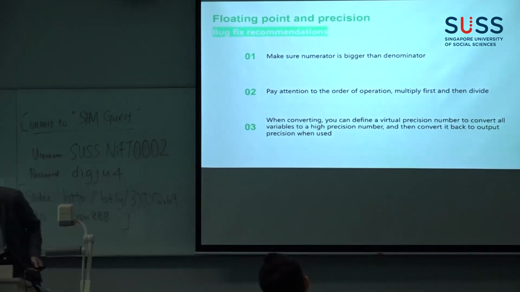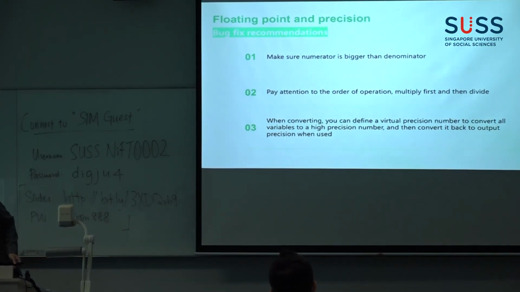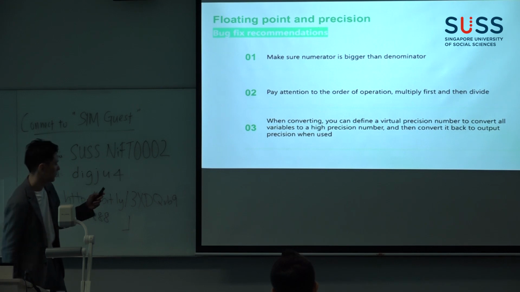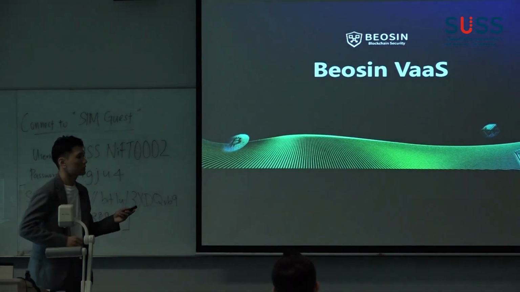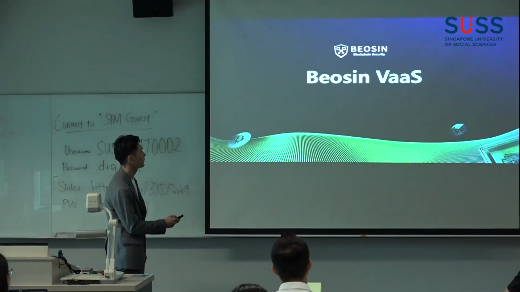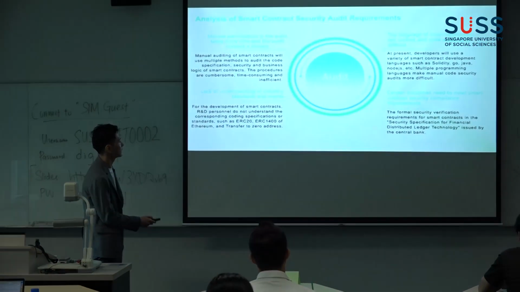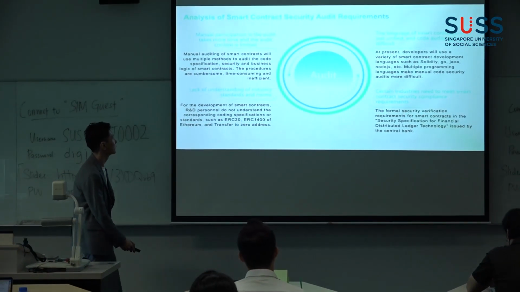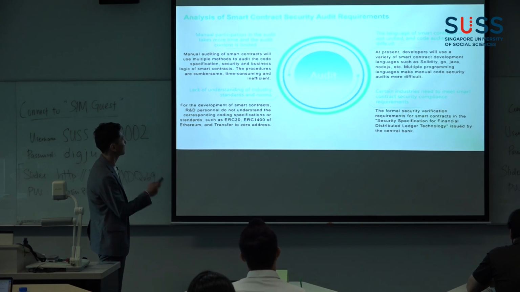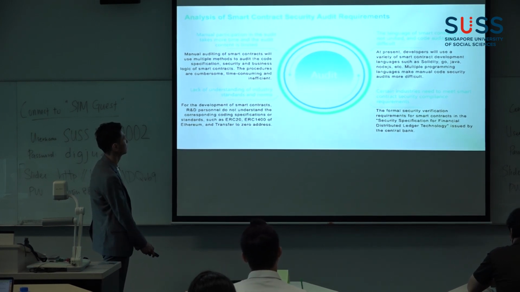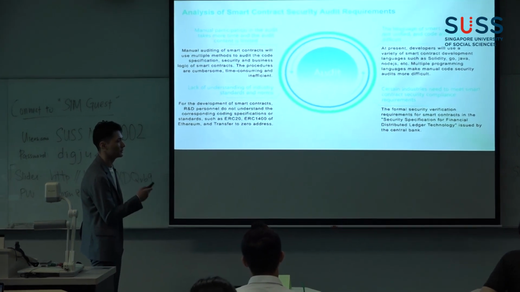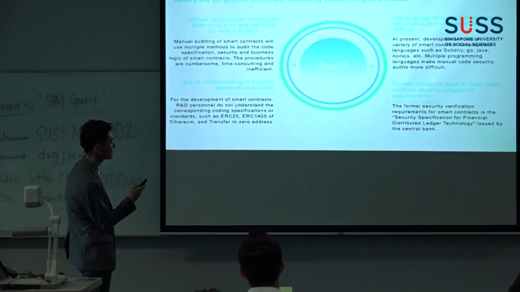So our company's product is called Vulns, and it's an artificial intelligence that will audit the smart contract code, and it also provides the formal verification function.